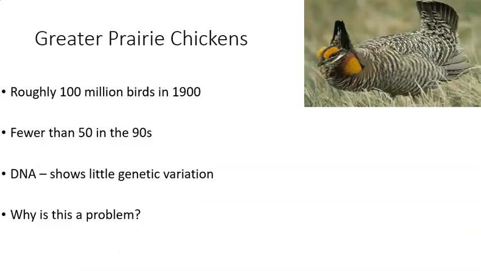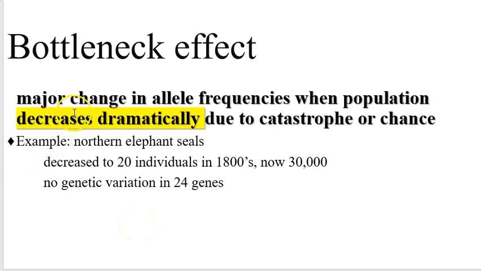And so this is an example of these chickens were very clearly seen around America, but fewer than 50 in the 90s. Little genetic variation due to hunting and stuff. Why is little genetic variation? Well, that's genetic inbreeding, and that will lead to a rise in diseases and disorders due to no genetic variation and variability in the genes.